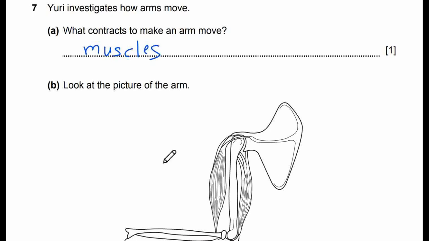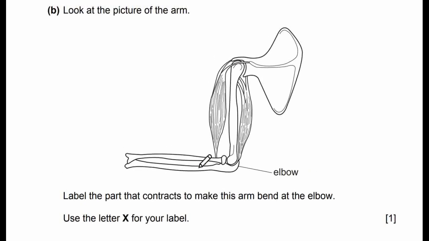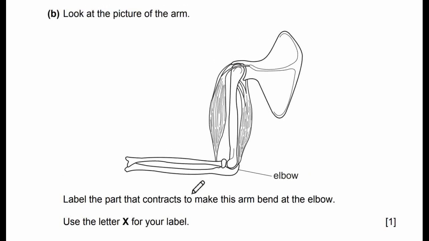Look at the pictures of arms. Label the part that contracts to make this arm bend at the elbow. Use X for your label. So to bend, we need the biceps. So this will be our X muscle.